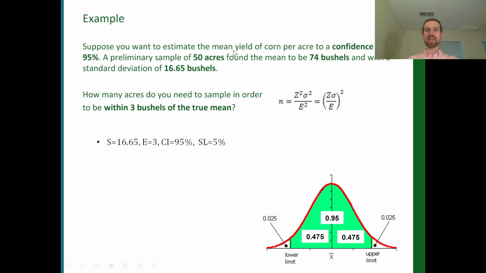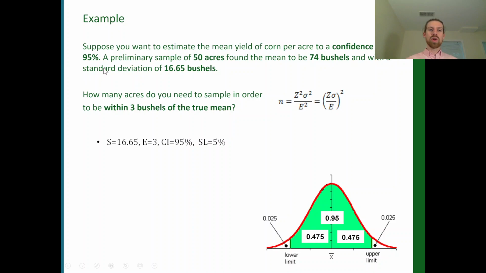Suppose you want to estimate the mean yield of corn per acre to a confidence level of 95%. So we're going back to the agricultural examples that I've previously given. I'm not a farmer, but let's just say for this instance that we are. Essentially we want to estimate the mean yield of corn that we're going to get per acre so that we can do some business analysis, and estimate how much money we might make based on a particular crop in a particular field.